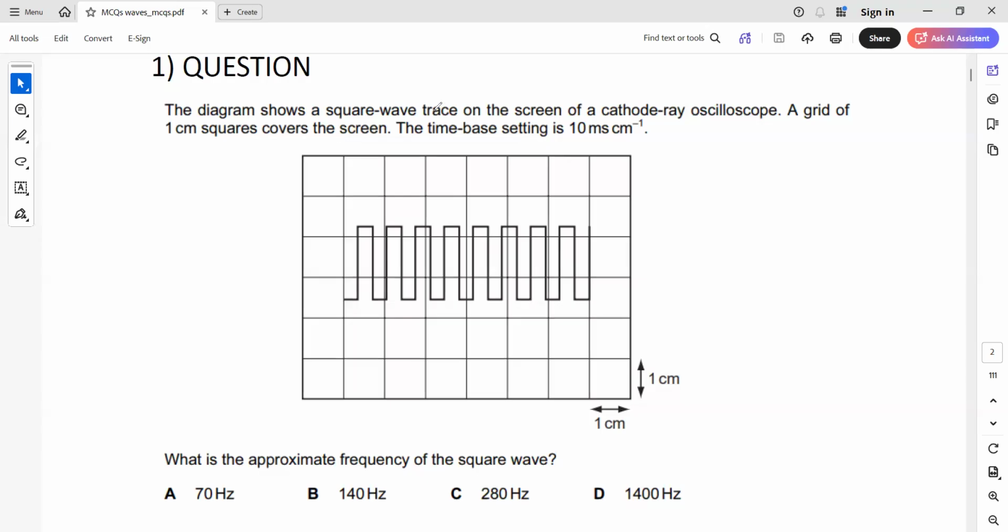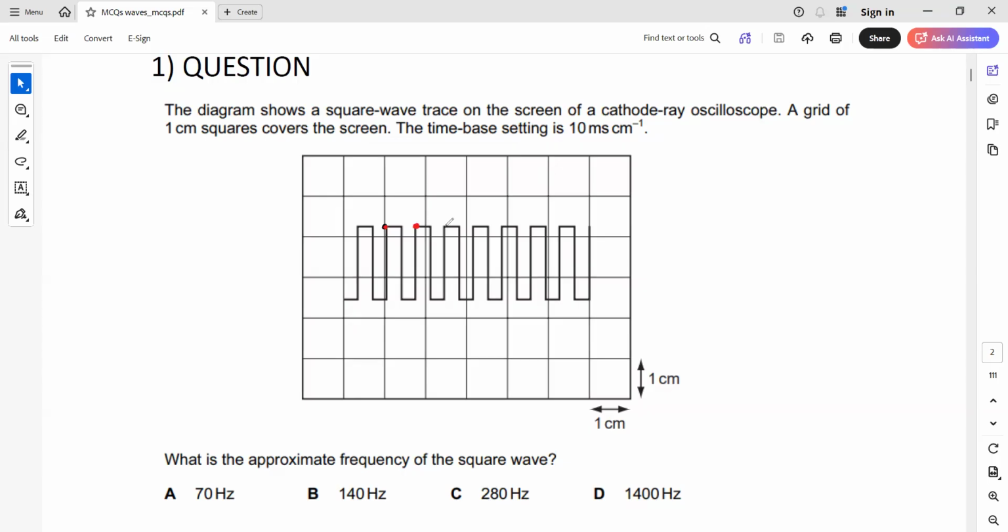The diagram represents a square wave phase. For a square wave, you have to take an identical point. Like if I take this point, any point you can take. So what is one vibration? When we reach the same identical point.